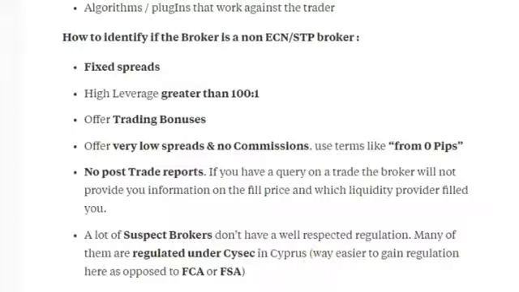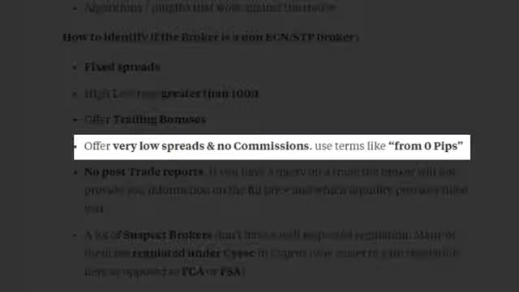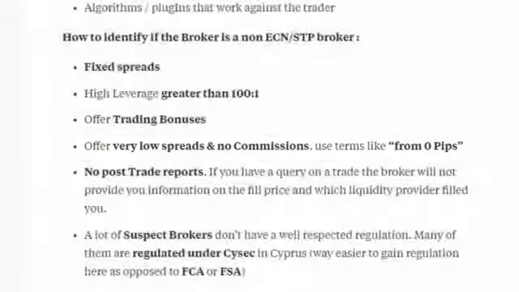They also offer trading bonuses that basically will entice you to trade on their platform, but it locks you in as well. They'll also offer very low spreads with no commissions, and often they use the wording "from 0 pips." So you think you're trading with a very, very low spread, almost zero. The problem is when you actually look at the spreads on the platform, they're nowhere near zero. And when they execute you, they don't execute you at the price that you're looking at.